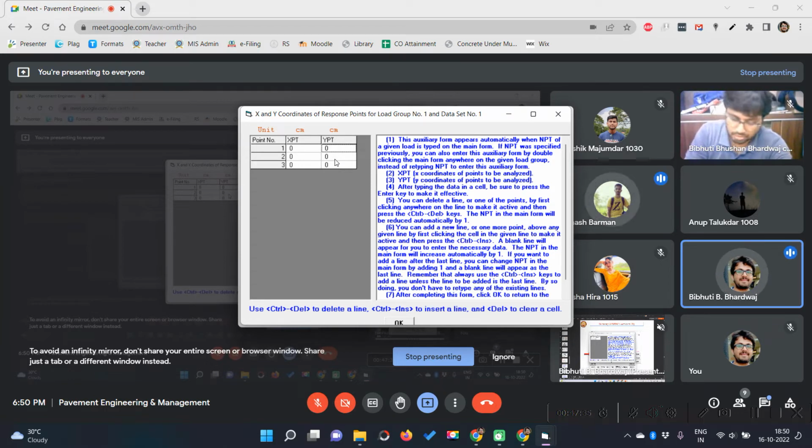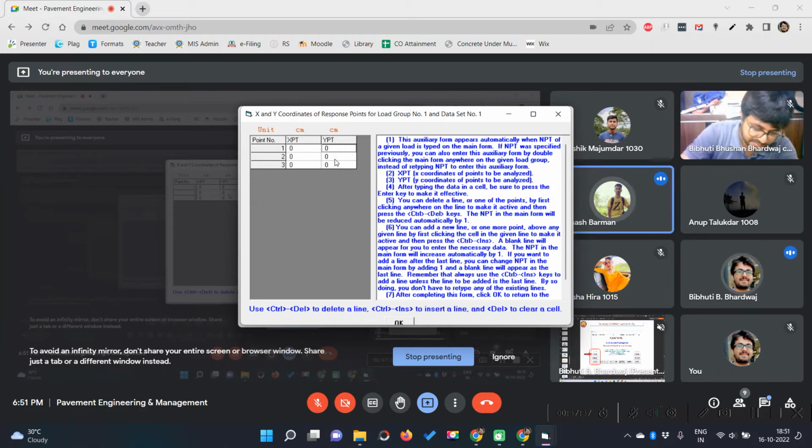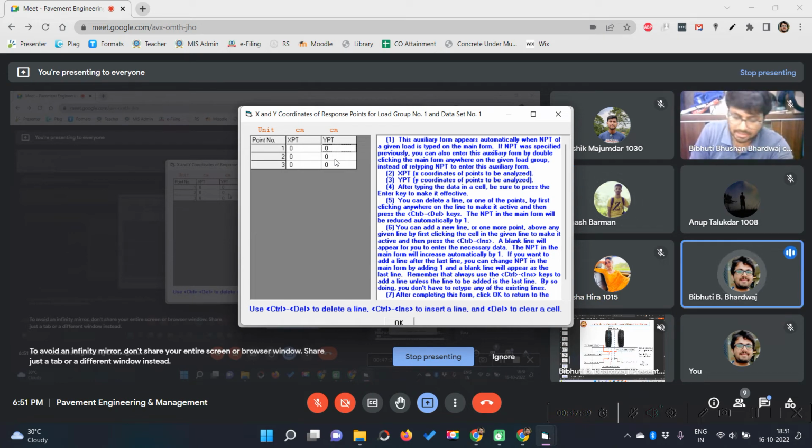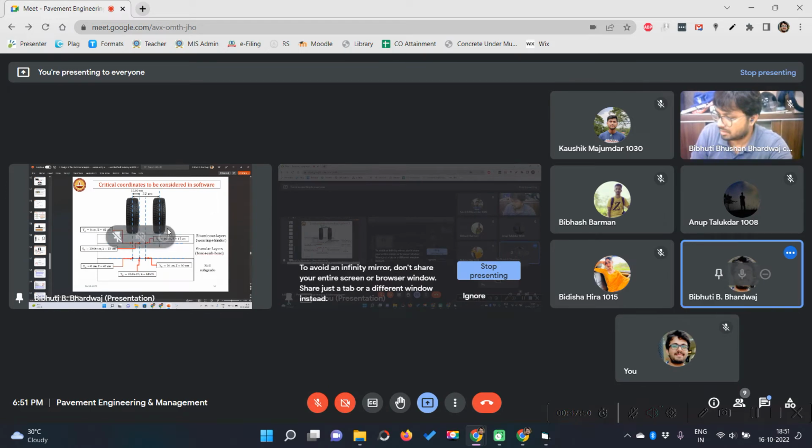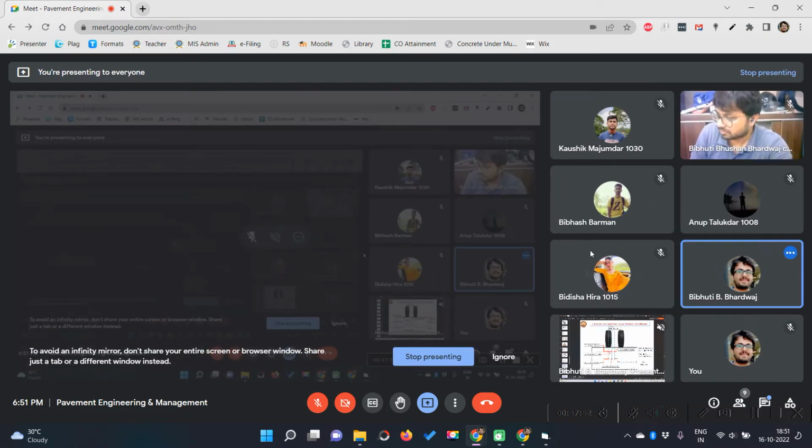Sir, 0, 10.66. Switch to my this screen. Is the second screen available? I think it's available, right? Can you see my earlier screen where the tires are coming? So you can see here.